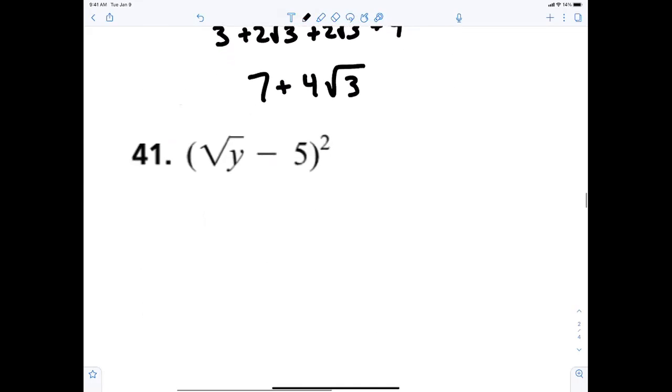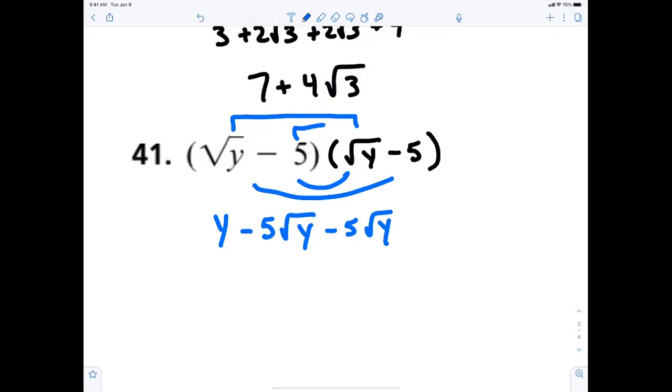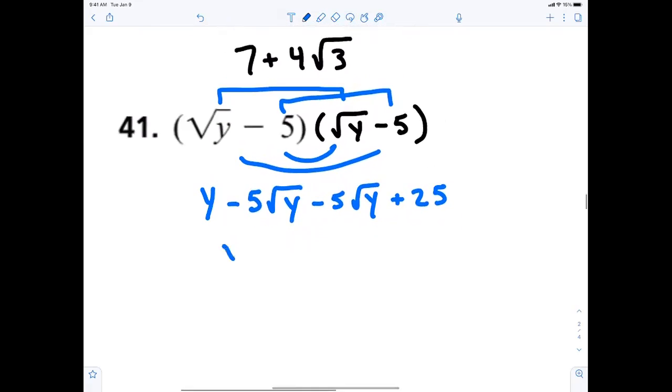All right, so here we go again. I'm going to white it out. Practice writing it properly. All right, come on, guys. Good job. And minus 5 radical y. Minus 5 radical y. And then plus 25. Beautiful. y plus 25.